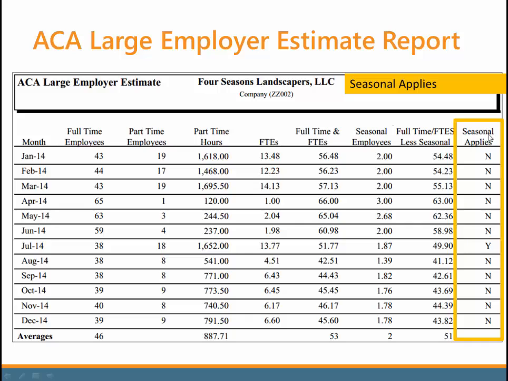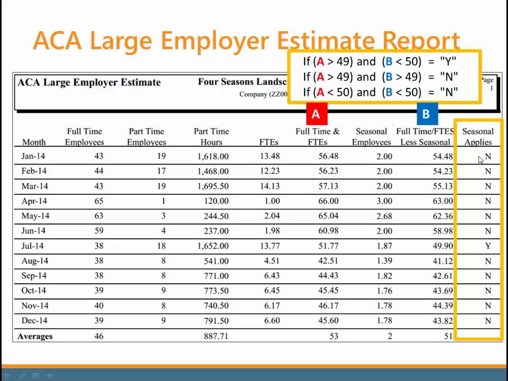And the final column is seasonal applies. This lets you know whether or not the seasonal employee exemption was applied to that month. To show you how it's determined whether or not the seasonal exemption should apply, I've done a little chart here for you. This column is column A, the full-time and full-time equivalent totals. This column is column B, the full-time equivalents minus the seasonal. And then these are the formulas that are used to determine whether or not the seasonal exemption should apply.